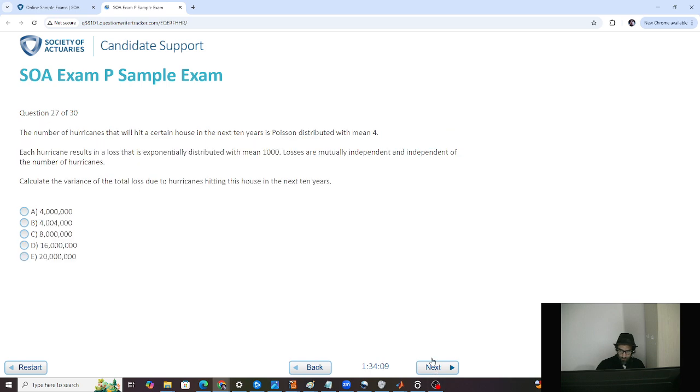partisans, yeah. All right. Number of hurricanes that will hit a certain house in the next years is Poisson distributed with mean 4. Each hurricane results in a loss that is exponentially distributed with mean 1,000. The losses are mutually independent and independent of the number of hurricanes. Okay.